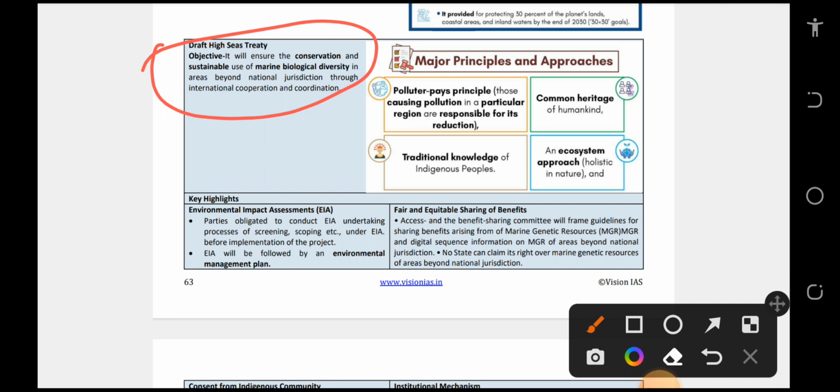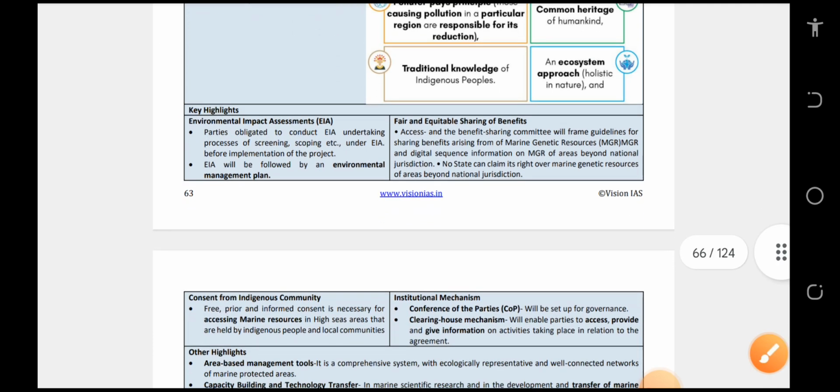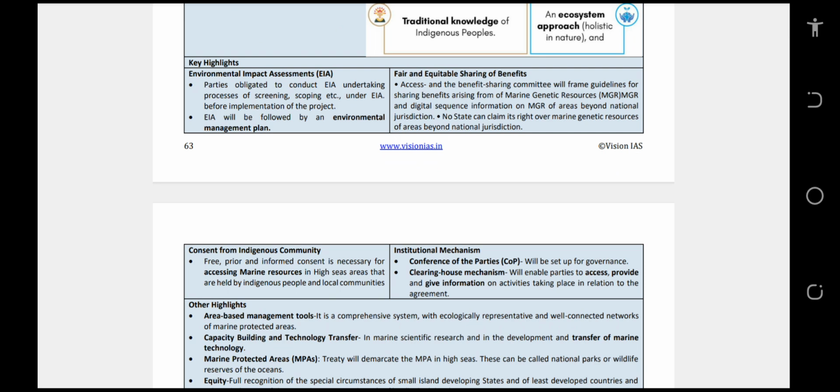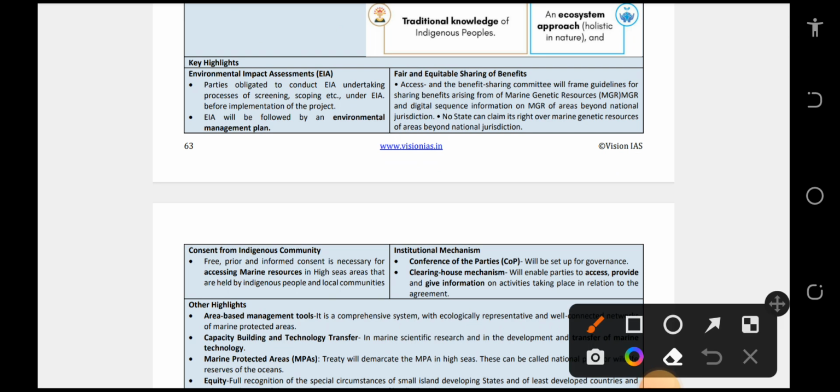Key highlights given here. Environmental impact assessments: parties are obligated to conduct environmental impact assessment, undertaking processes of screening, scoping, etc., before implementation of the project. The next point is that the environmental impact assessment will be followed by an environmental management plan.